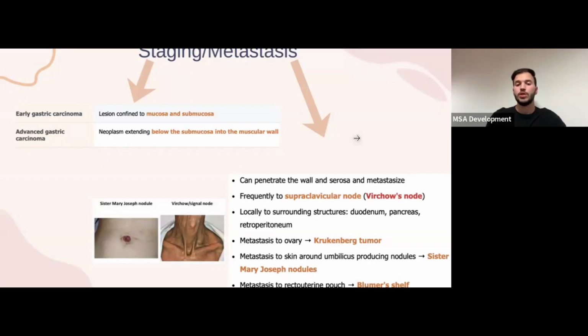So it goes frequently to the left supraclavicular node. We call it Virchow's node. It can also metastasize to the ovary. We call it here Krukenberg tumor. It can metastasize to the skin around the umbilicus. We call it Sister Mary Joseph nodule, as you can see here. And here the Virchow's node. And it can metastasize also to the rectouterine pouch. We call it here Blumer's shelf.